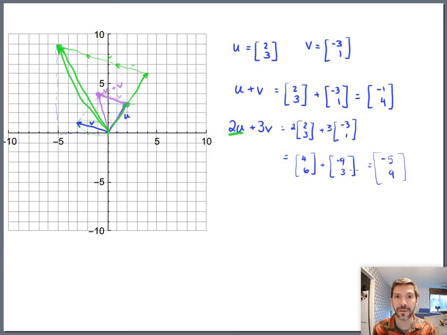In the next video, we're going to connect the dots. We are going to show how vectors and systems of linear equations are fundamentally related.